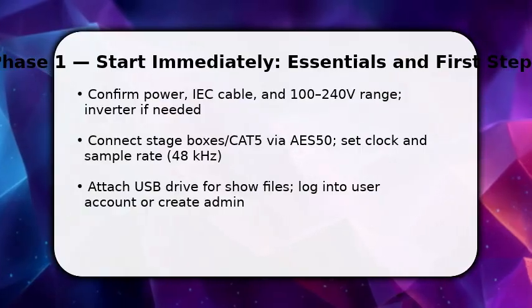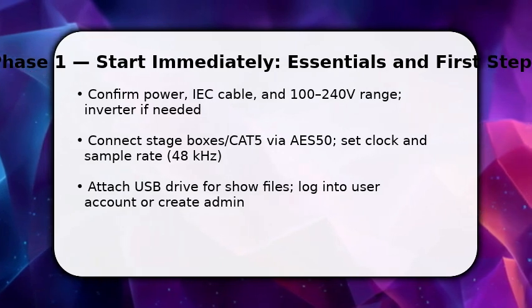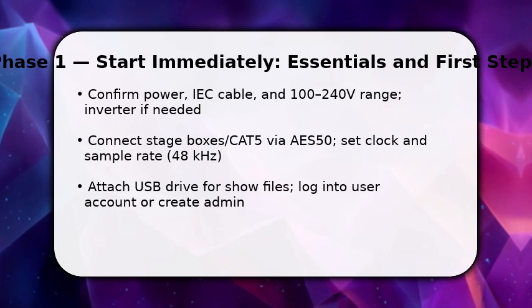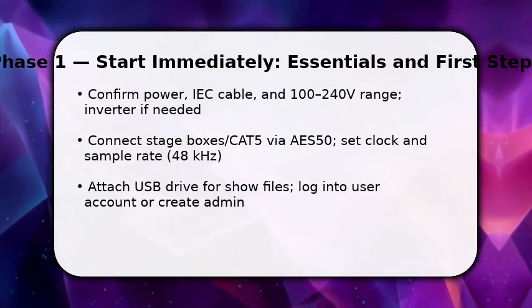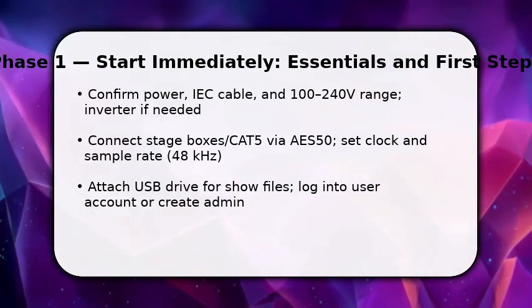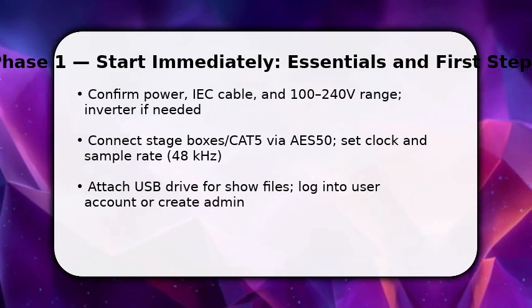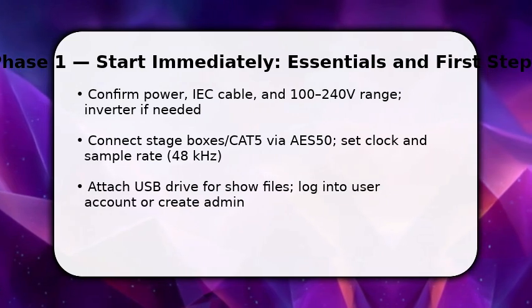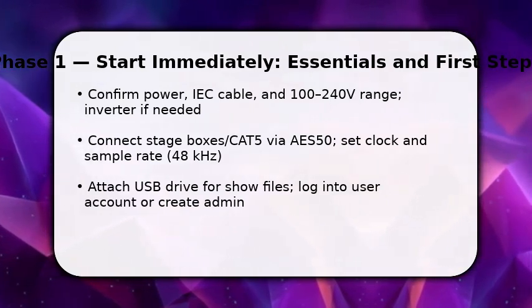You begin by verifying essentials so nothing stops you: power, IEC cable, and the console-rated voltage. Once that's confirmed, plug in AES50 stage boxes with shielded CAT5. This preserves timing and reduces noise. You set the clock and sample rate to 48 kHz to match FOH gear, because mismatched rates cause clicks.